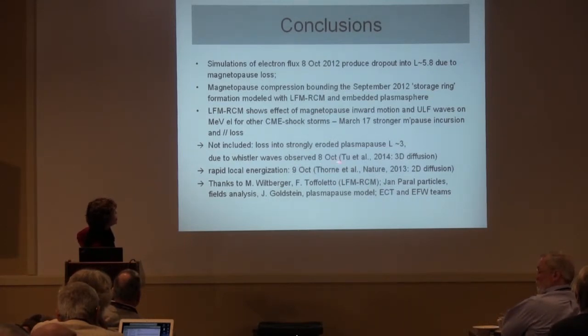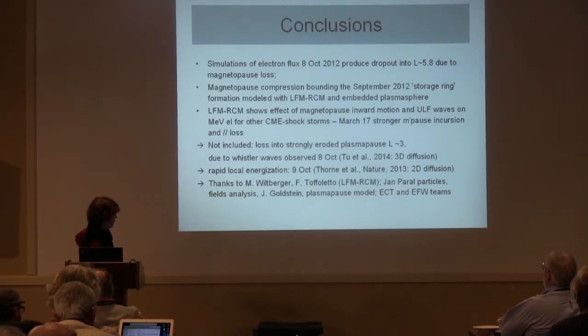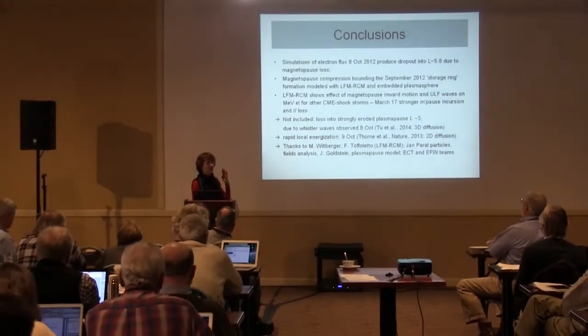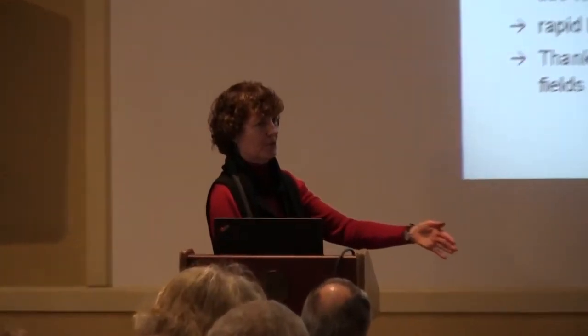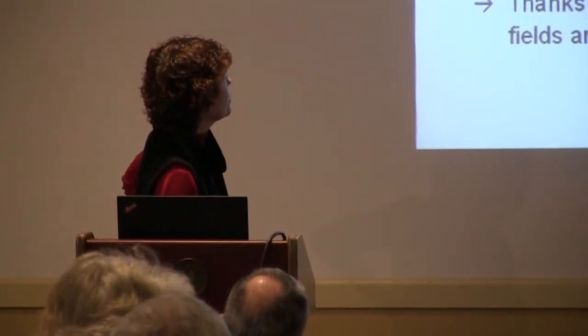And there's a nice paper just accepted for JGR by Wei Chao Tu, who does a 3D diffusion model that includes the whistler loss outside the plasmapause for the October 8th event. And then, of course, we are not including the rapid local energization that Richard described and has published in his Nature paper. So I just want to thank these people down here, because a lot of people have contributed to this effort and having it up and running so that, okay, bang, the next event we're going to look at is 8 October 2013, because we're all geared up and ready to look at the next new exciting storm, and that's probably the next one we'll look at.